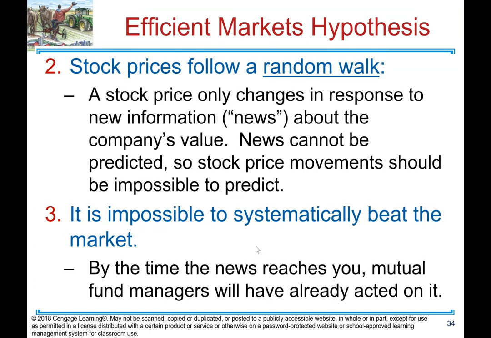Two, stock prices follow a random walk. The stock price only changes in response to new information, which is news, about the company's value. News cannot be predicted, so stock price movements should be impossible to predict. Number three, it is impossible to systematically beat the market. By the time the news reaches you, mutual fund managers will have already acted on it.